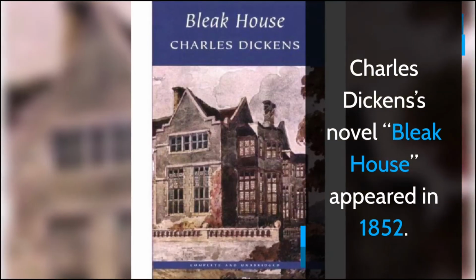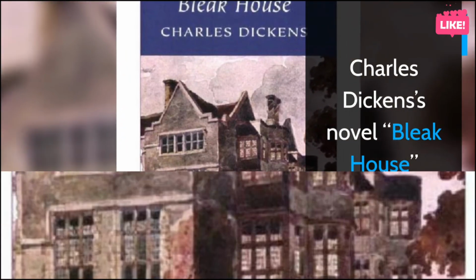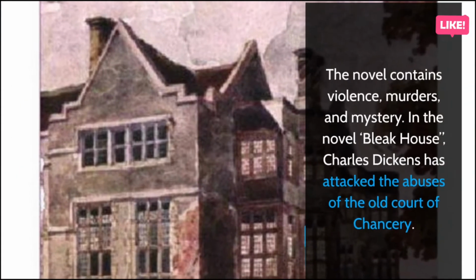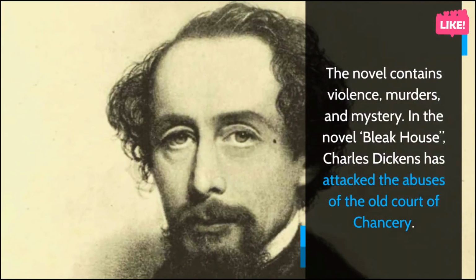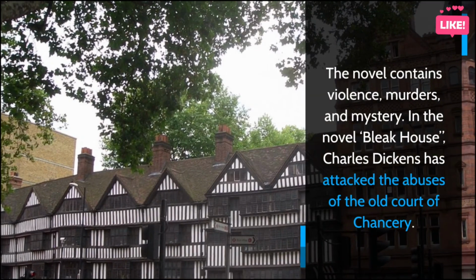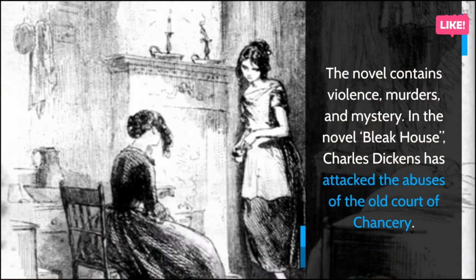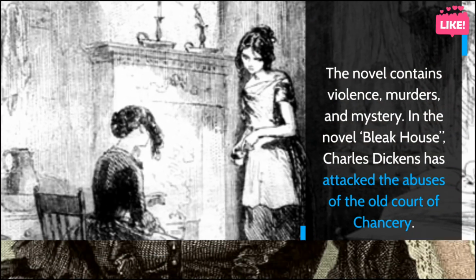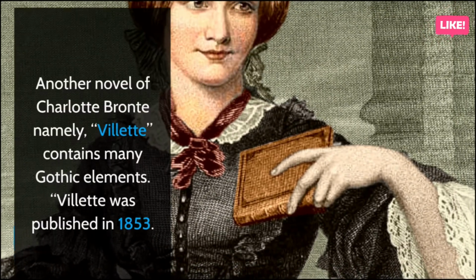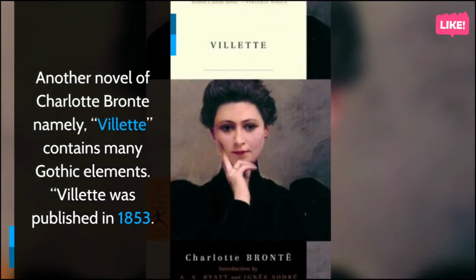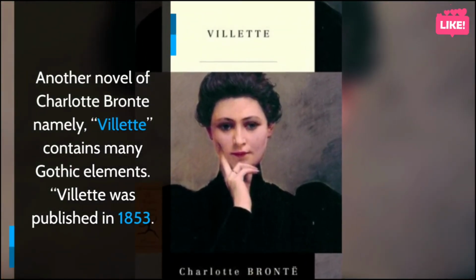Charles Dickens's novel Bleak House appeared in 1852. The novel contains violence, murders, and mystery. In the novel Bleak House, Charles Dickens has attacked the abuses of the old Court of Chancery. Another novel of Charlotte Bronte, namely, Villette, contains many Gothic elements.